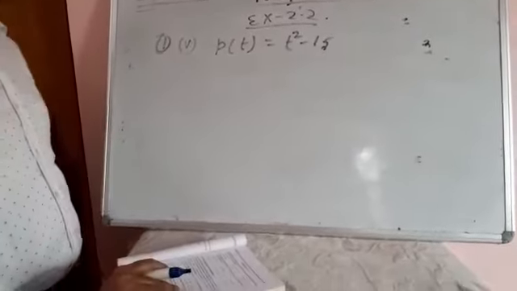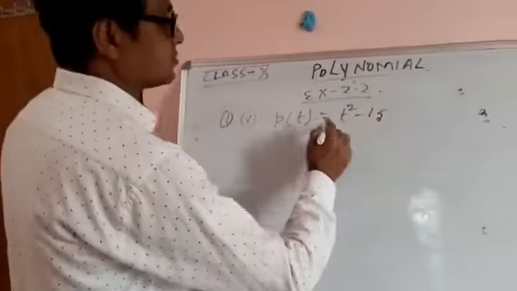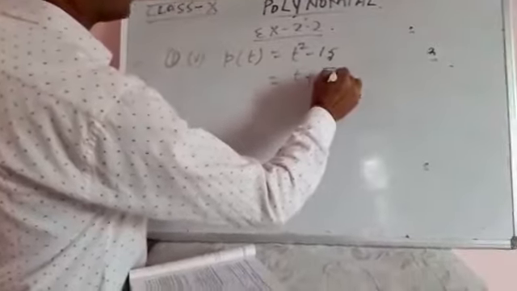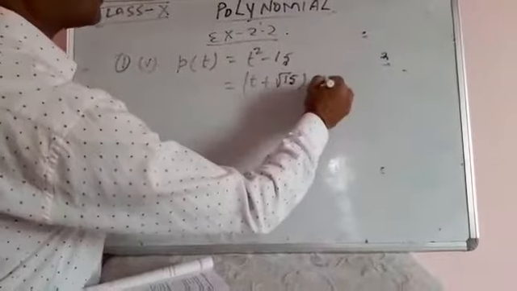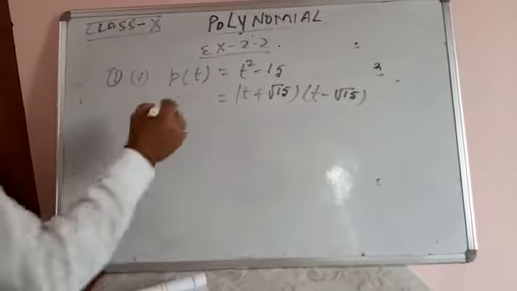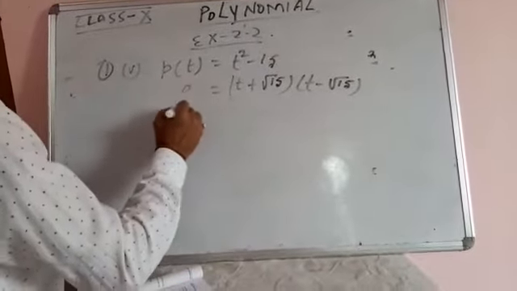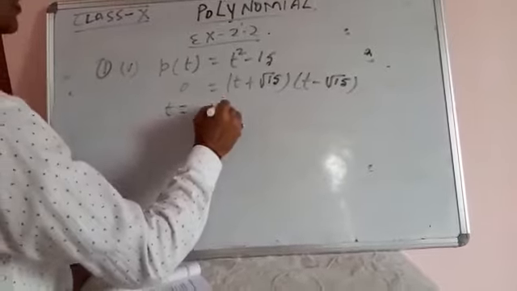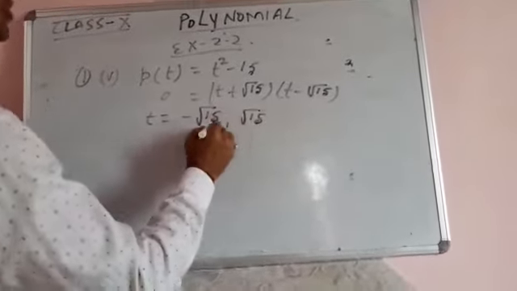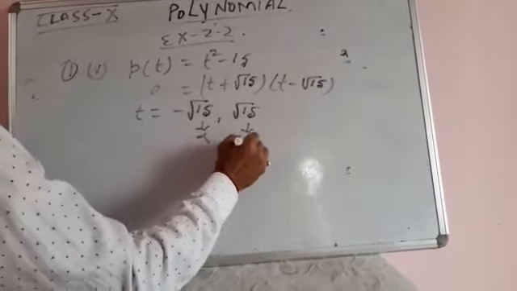For that, we will factorize this. Using the formula a square minus b square, we get t plus under root 15 in one bracket and t minus under root 15 in another bracket. If we want to find the zeros, we put this equal to 0. So t equals what? Minus root 15 and root 15. So this is alpha and this is beta.